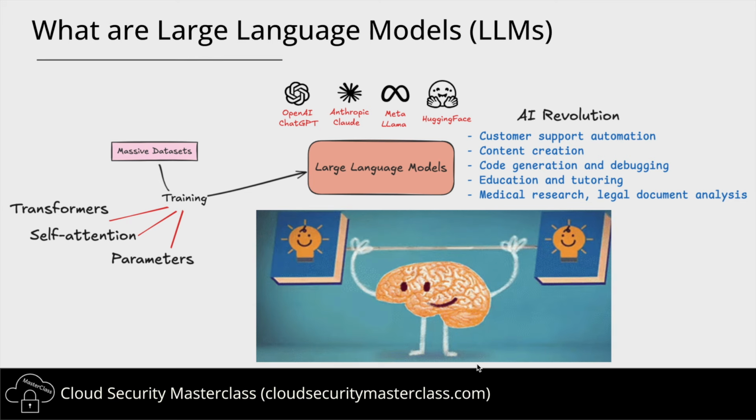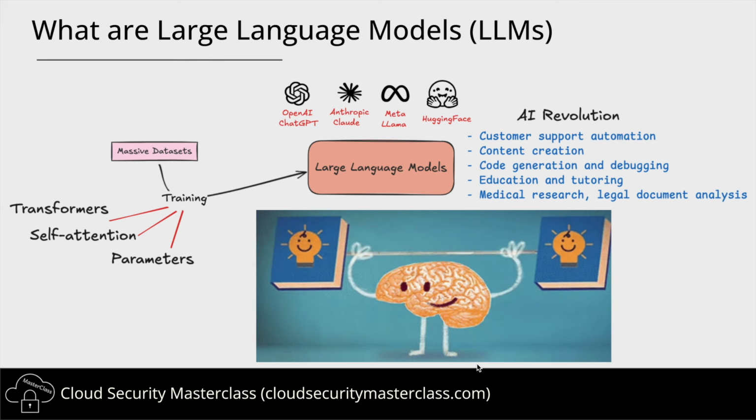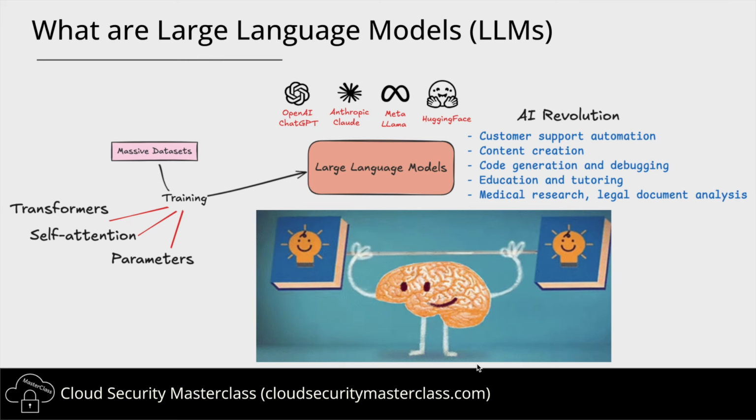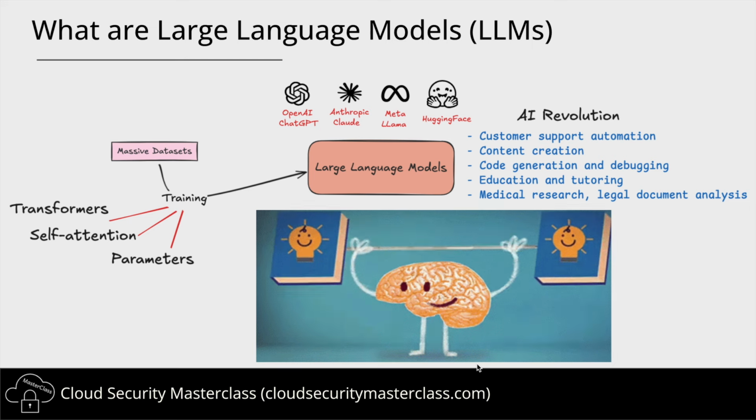You might also hear the term parameters thrown around when discussing LLMs. Parameters are like the connections between neurons in the human brain. They represent the model's ability to learn complex patterns and generate high quality context aware text.